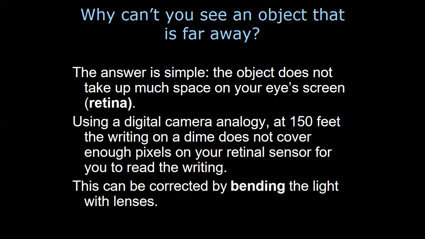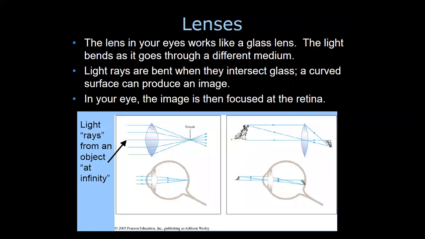Remember, in this week's Monday class, we learned what happens to light when it travels through different mediums. We can bend light by entering it into different mediums. By bending the light, we can increase the collection power of light, so we can see faraway things better. To do that, we use lenses. The lenses in our eye work like a glass lens, so the light bends as it goes through a different medium.